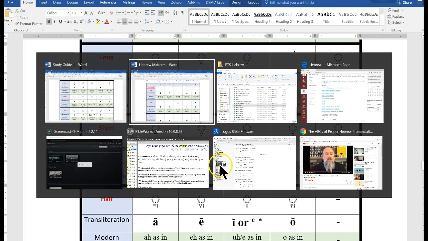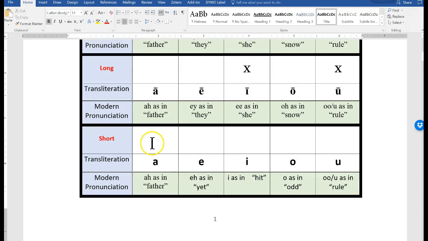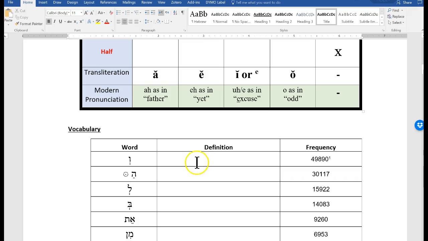So when we go back to the midterm, all the historically longs are vowel letters. This is Qamets, Tsere, don't worry about that. Holam, don't worry about that. The shorts are Patach, Segol, Hireq, Holam, Qibbuts, and then the Hatef, the half vowels. So that should be straightforward.